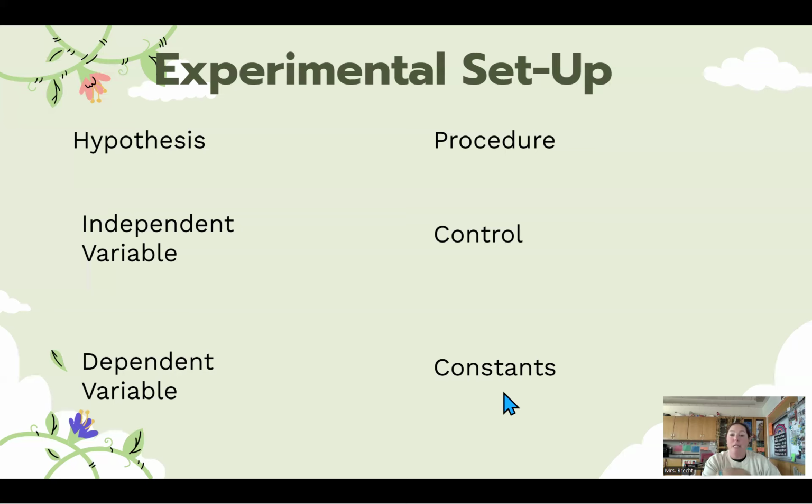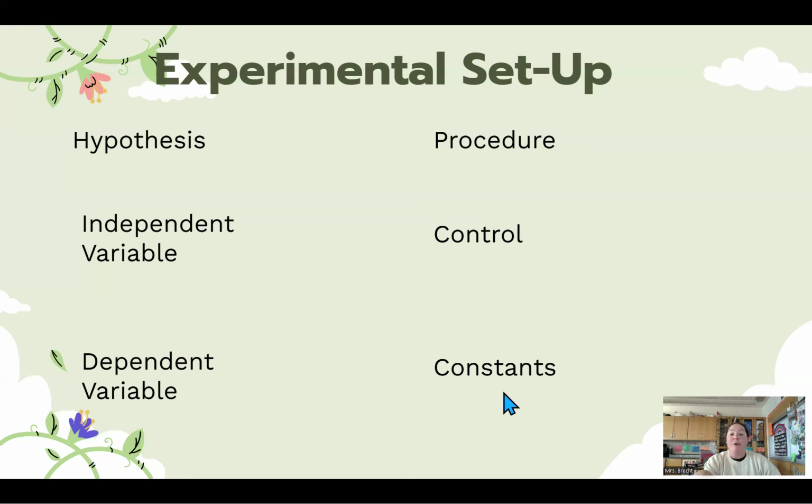Once you identify those things, you're going to set up your procedure. You're going to set up what you're going to do, the specific steps. Sometimes this is called a methodology. You need to identify what's going to be your control group. Maybe it's the norm of what happens. Maybe it's like a baseline of what happens, but you have to identify that control group.